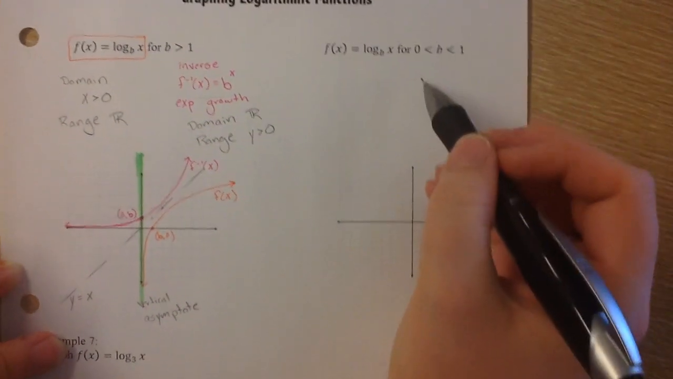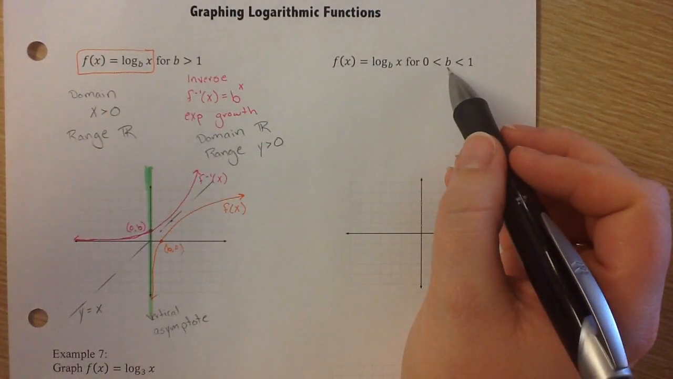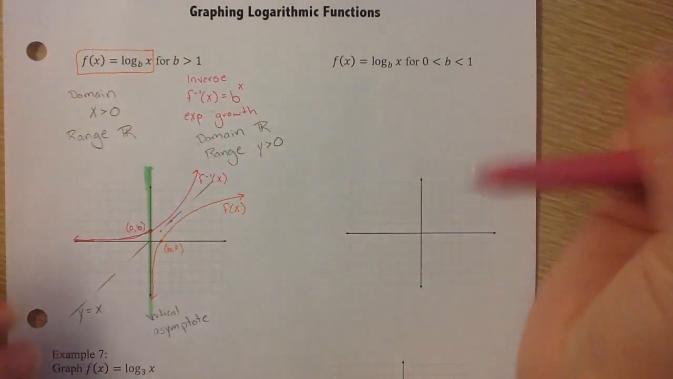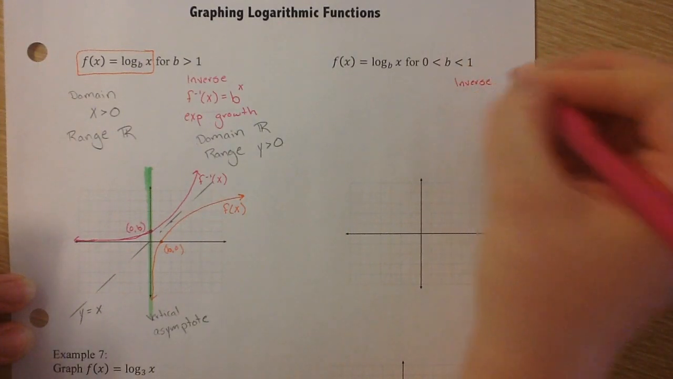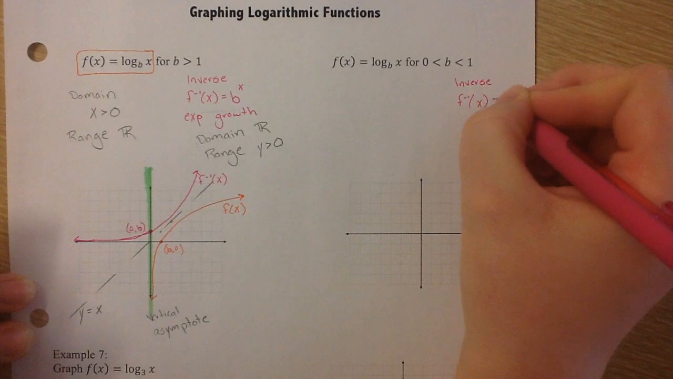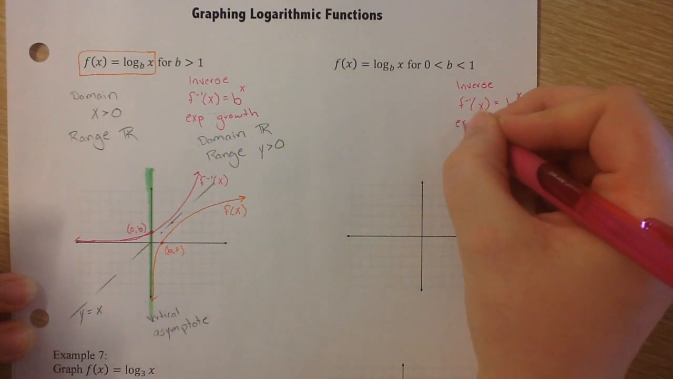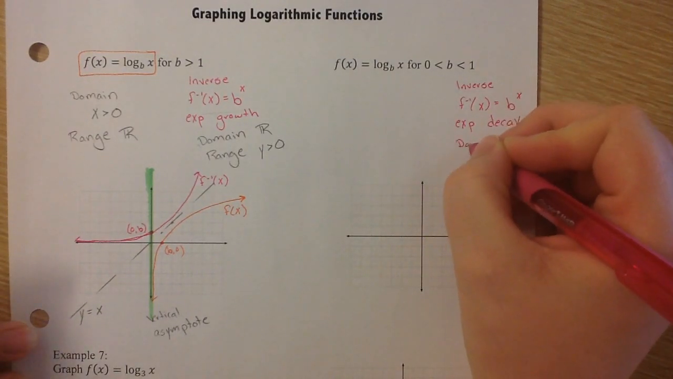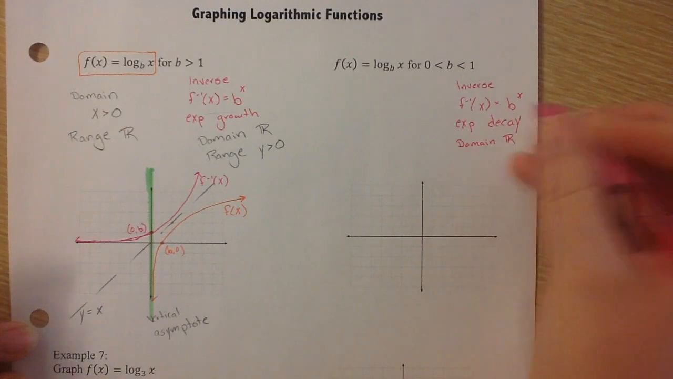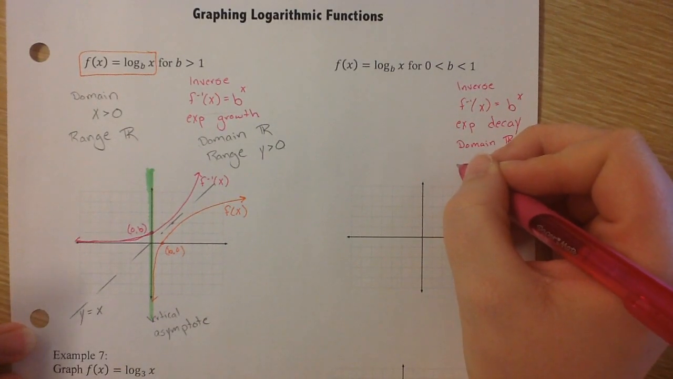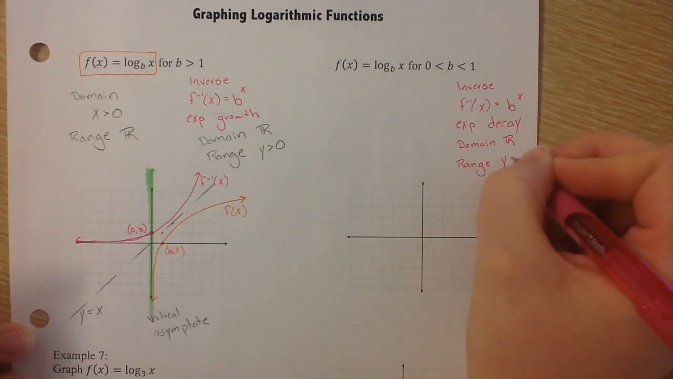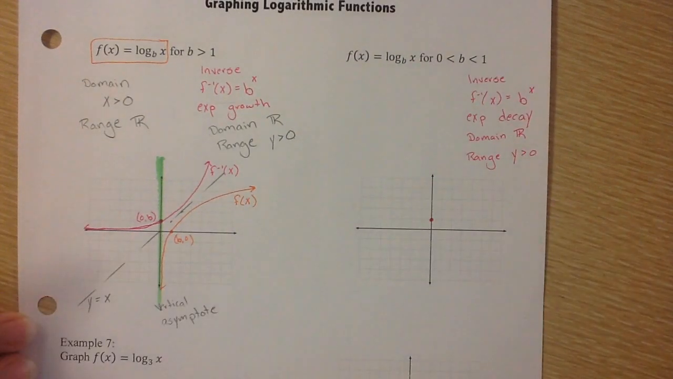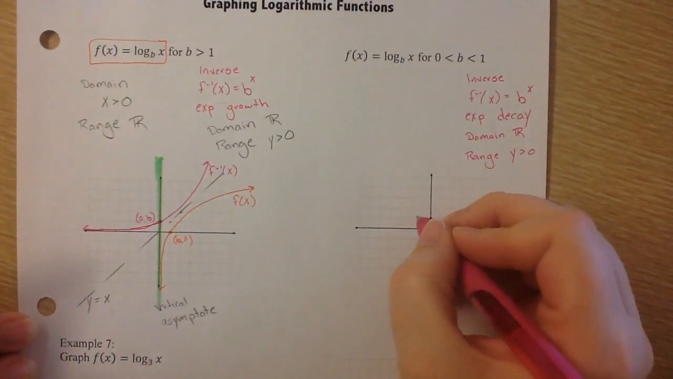So again, now let's look at what happens if my base is less than 1 but greater than 0. So let's say my base is in between 0 and 1. Again, the inverse for that function is going to be f inverse x, which is b to the x, but this is going to be an exponential decay because my base is less than 1. The domain of this function, again, is going to be all real numbers, but the range is still going to be y greater than 0, and it's still going to pass through this same point here.